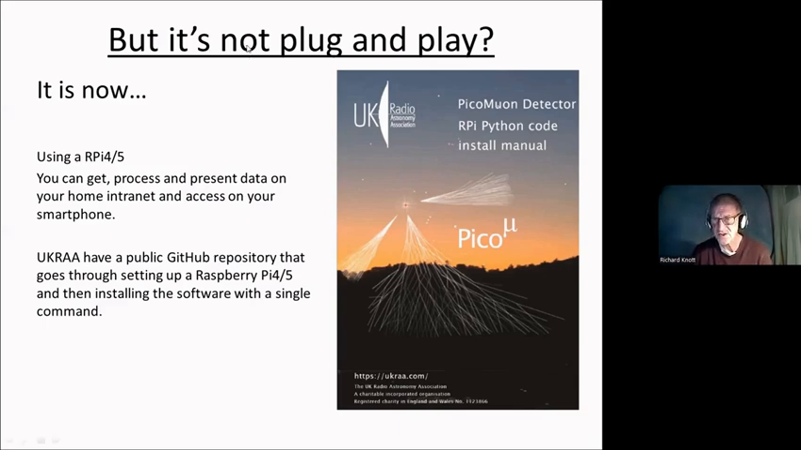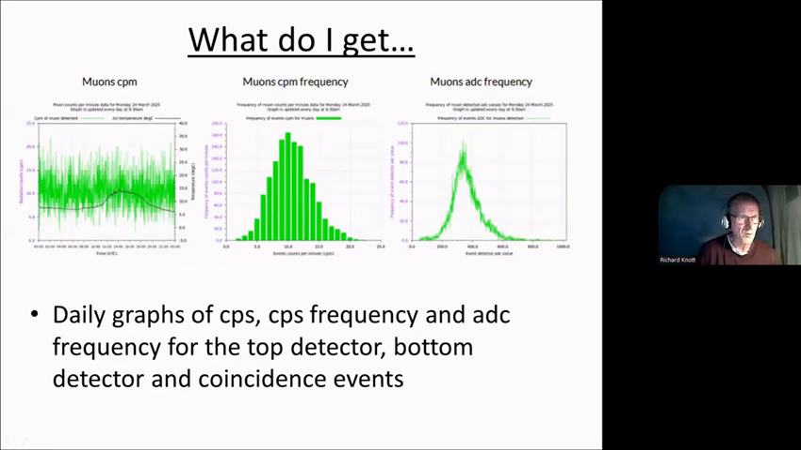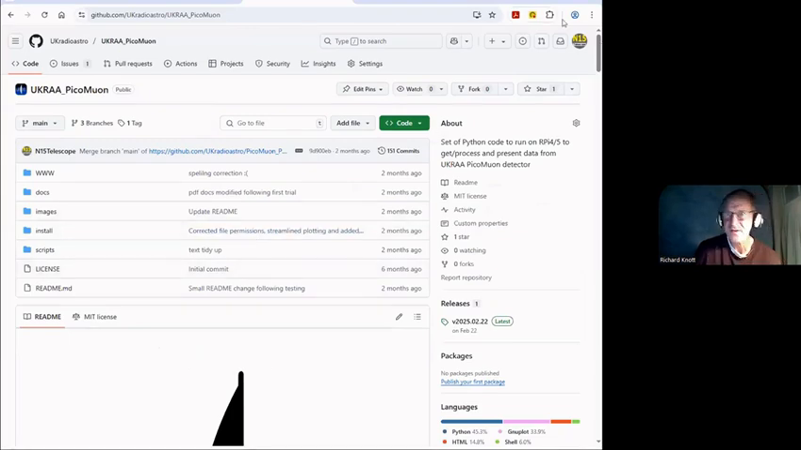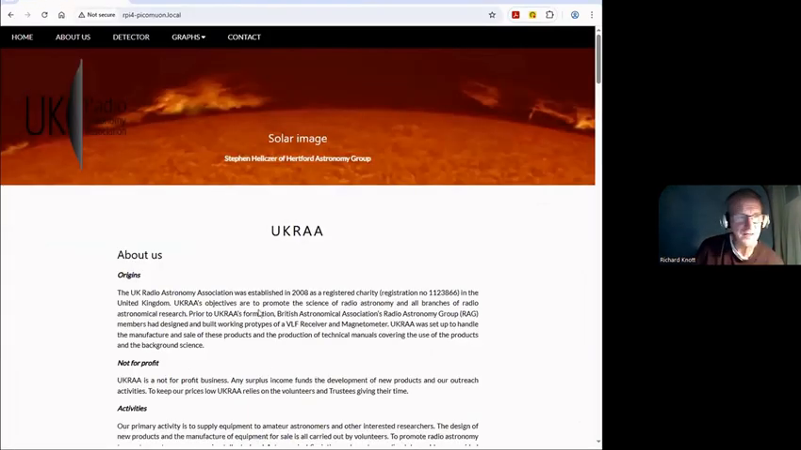So let's ask the question, what do I get? Well, what you get is what you see. In fact, the software itself will set up a web server on the Raspberry Pi and create a web page and will populate that web page with graphs such as this. So I'm going to, by the magic of pressing Alt Tab, see if I can get my web page up. Here. This is the web page that will be put onto the Raspberry Pi 4 or 5 and will be populated with the data that comes out of your Picomuon detector.